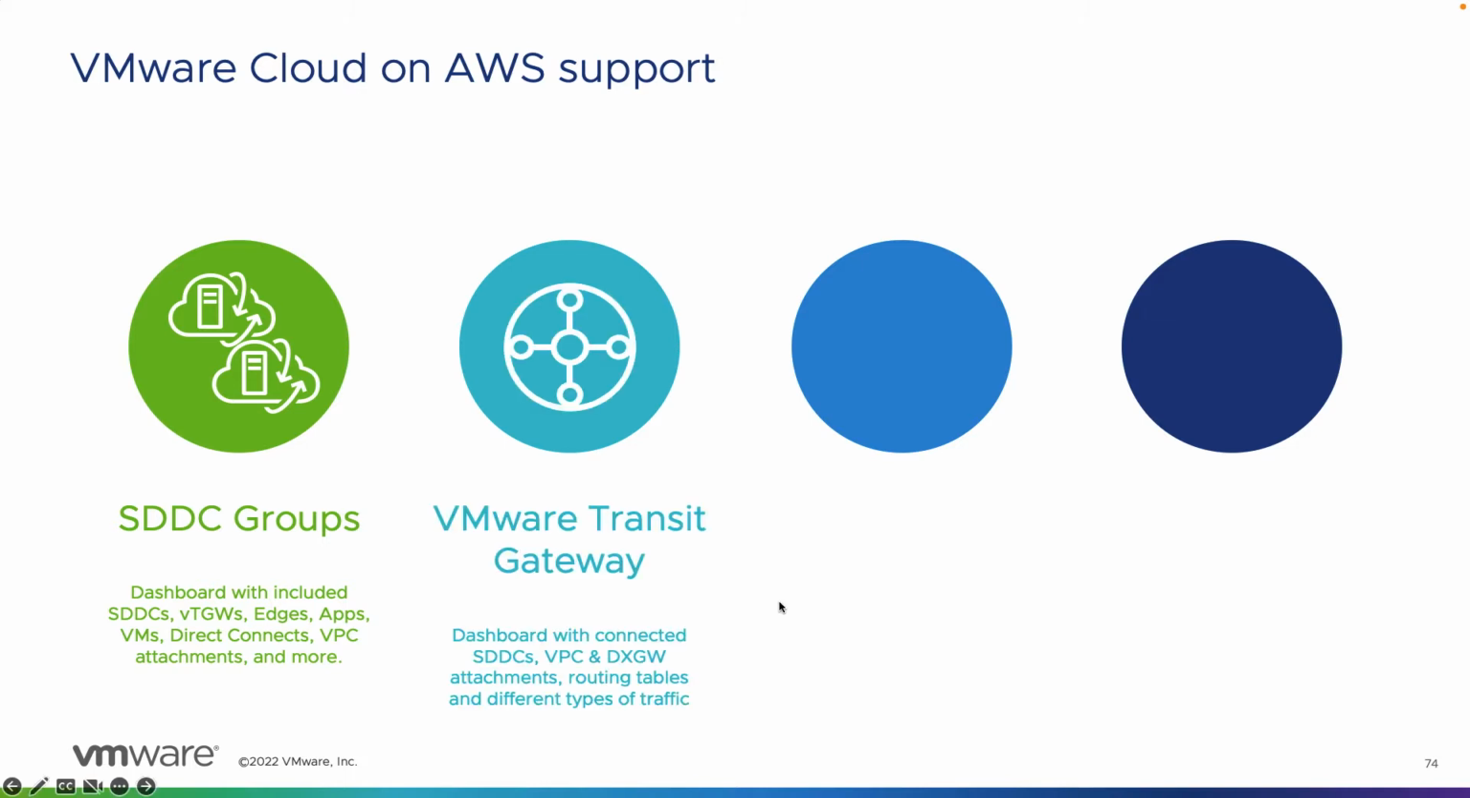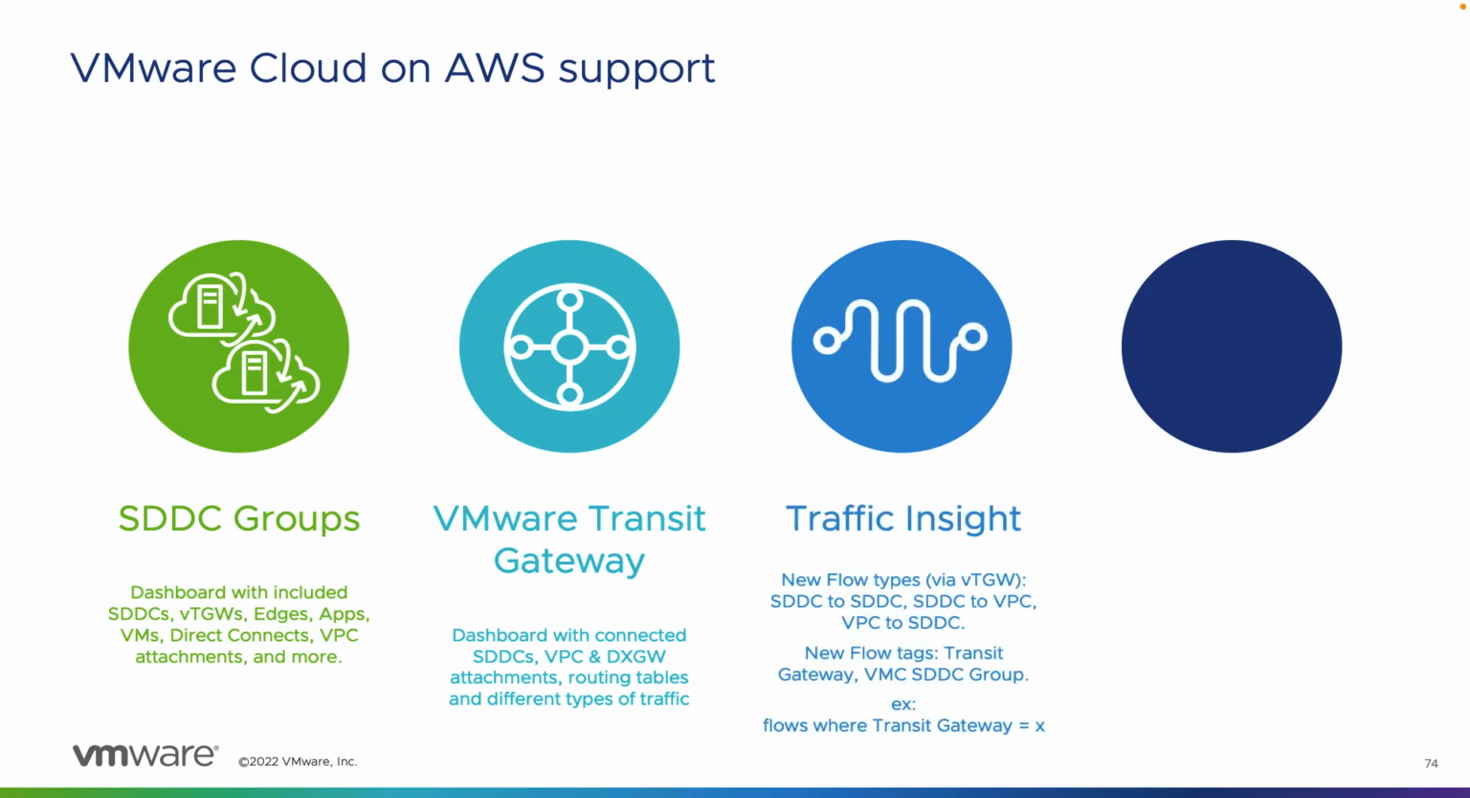We're then going to talk about VMware Transit Gateway. So this is going to provide dashboard with the connected SDDC, VPC, and DXGW attachments. We'll be able to see routing tables and the different types of traffic. Then we're going to look at Traffic Insight. So this is now going to provide us with flow types via the transit gateway. We're also going to be able to see things like SDDC to SDDC, SDDC to VPC, and VPC to SDDC when it comes to flows.